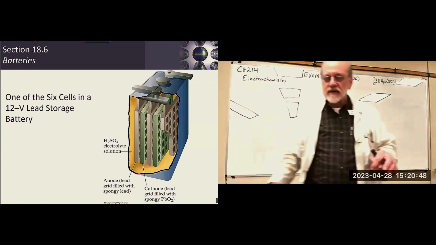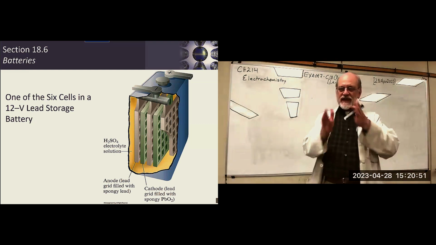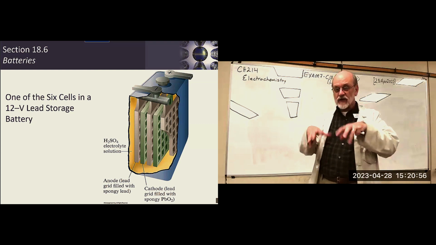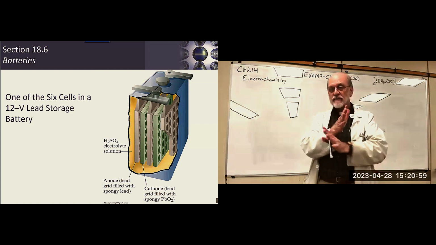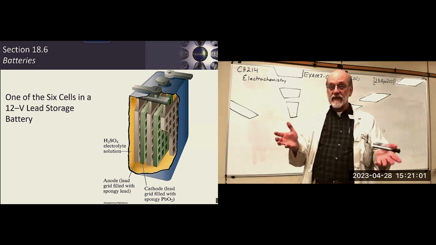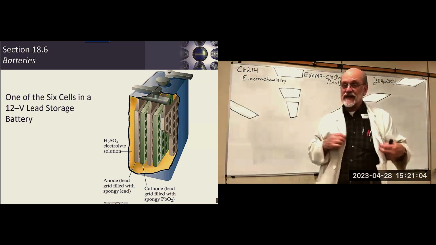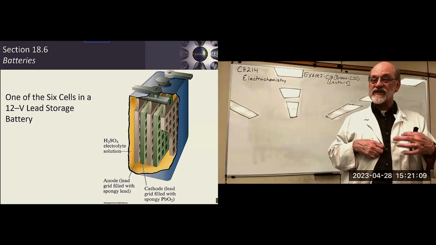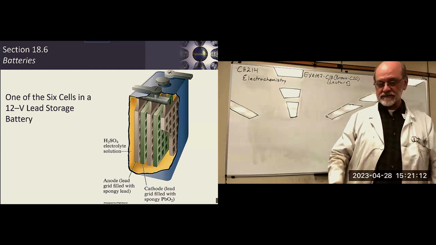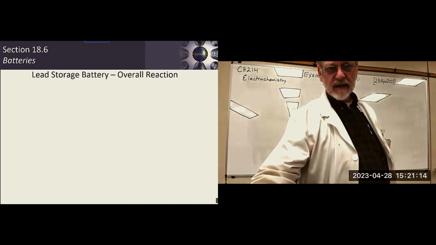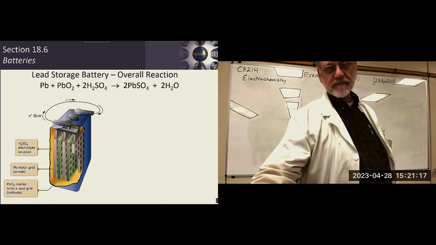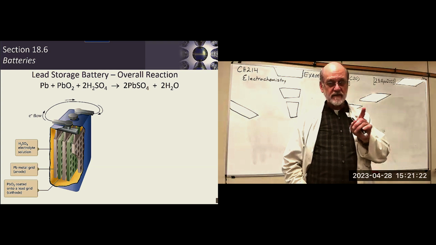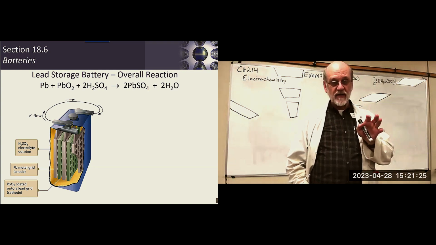And because each half cell shares the same electrolyte, the same solution, we don't need a barrier between them. It's okay that they mix. So that's a nice thing about lead acid batteries: you don't have to physically separate the cells. You just separate the plates. Okay, here's the overall reaction. Sulfuric acid is concentrated. It's very strong in this cell.